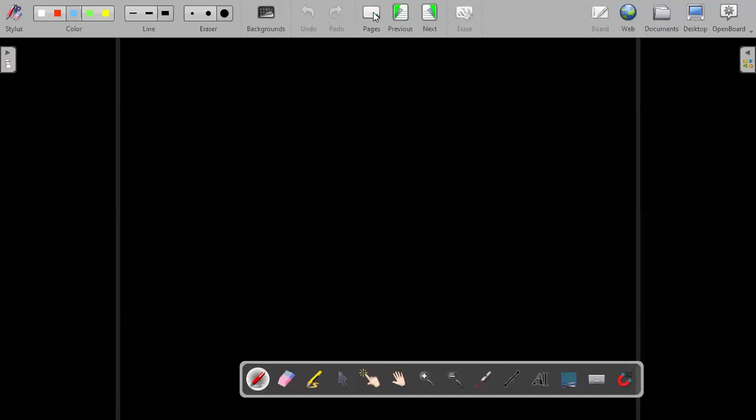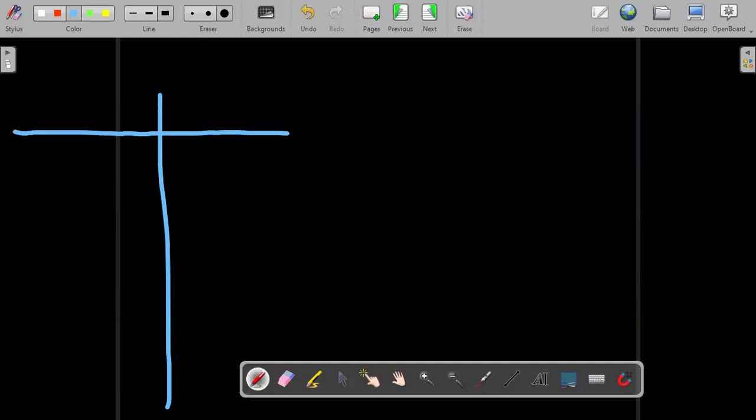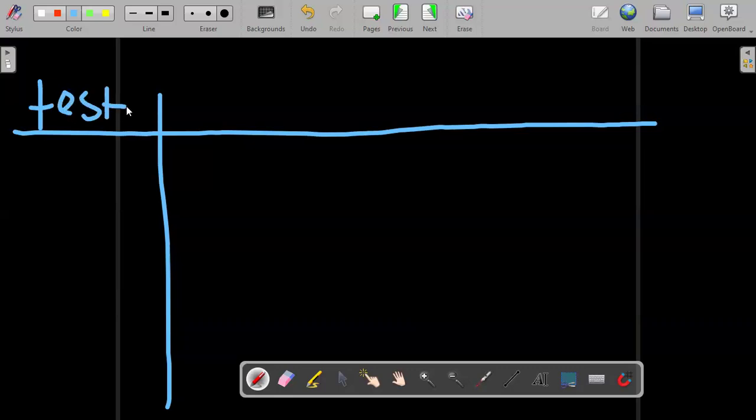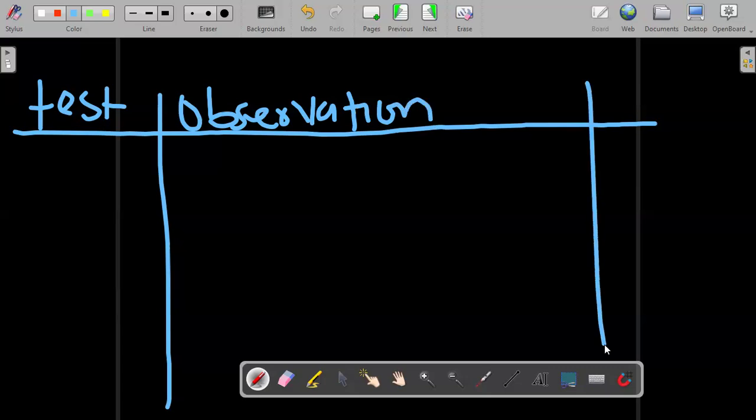You are going to draw a table like this. Like I said, you must use your ruler to do so. You write here test. You write the answer on observation. Sir, is this the SWOT analysis? Yes. Then lastly, you will see inference. This table, you must draw it very neatly with your ruler.